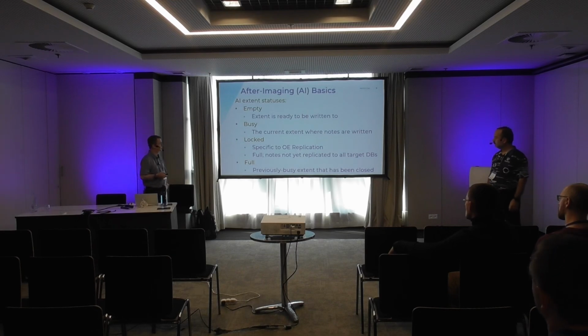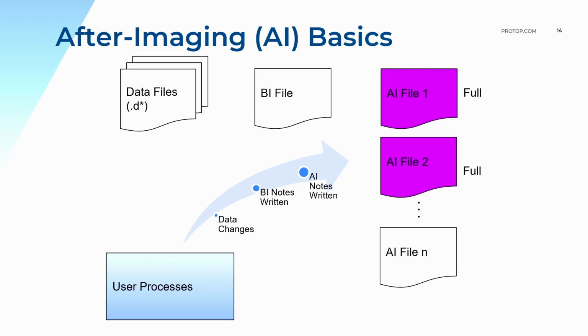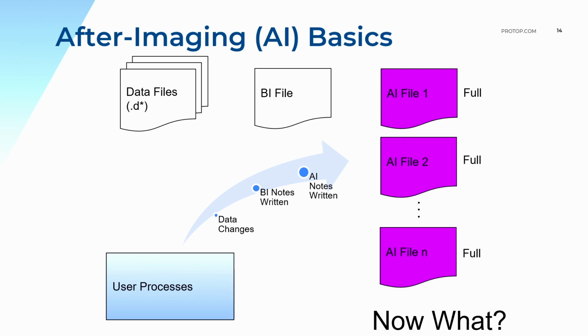So here's a little diagram to illustrate what that's like. So we have a client that's going to make some changes. The BI and AI notes are going to be written. So we write to AI file number 1 until it's full, then AI file number 2 until it's full, et cetera, until they're all full. So if we didn't do any archiving, that's what this would look like. And once you're out of extents, there's nowhere to write the notes, and the database can't continue processing changes. So now what? Well, you have to archive.